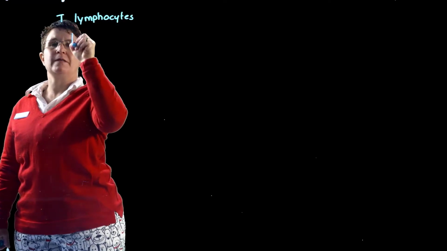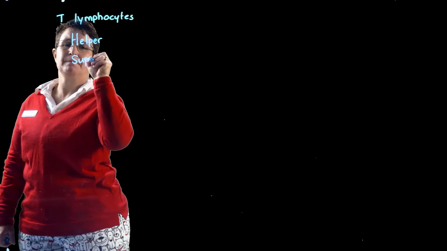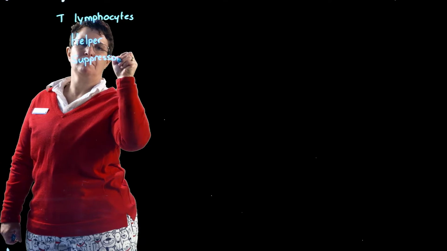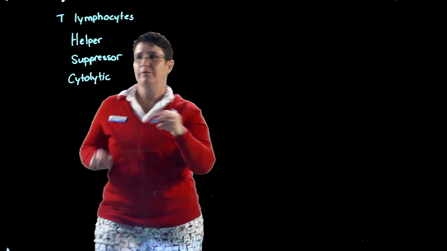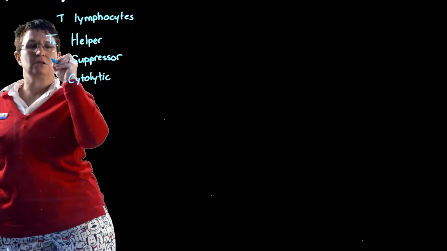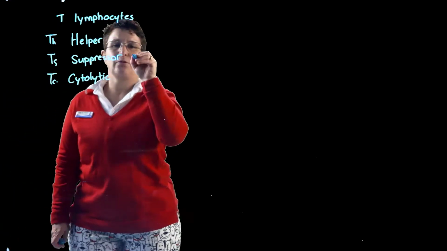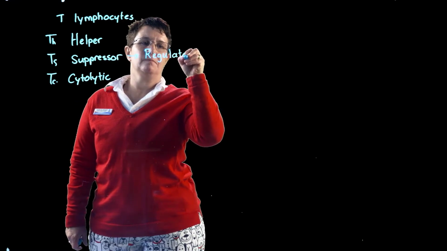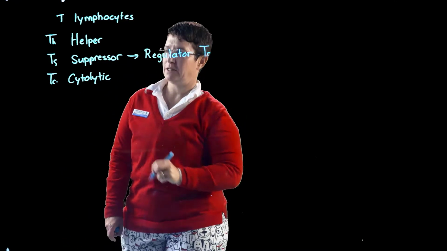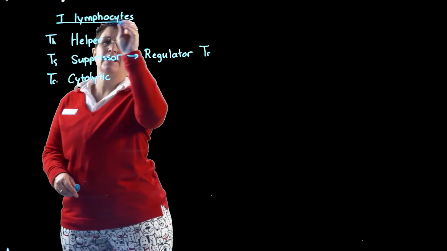you'll remember that I said that there was the helper, the suppressor, and the cytolytic cells. These are abbreviated to TH, TS, and TC. Suppressor can also be called regulator, which would be abbreviated to TR. They are interchangeable terms. Please don't be concerned about either of them.